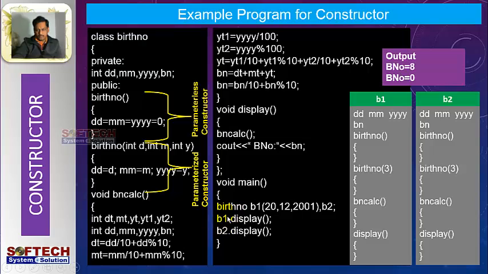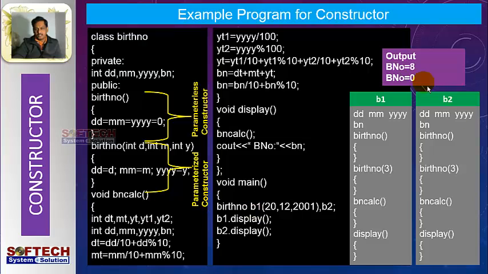Void main, birth number b1. At the time of object creation, within the parentheses of b1 we give 3 values, 20, 12, 2001, and these are constructor arguments. If we pass values at the time of object creation, those values are constructor arguments. So it gets a copy of b1 from the class.